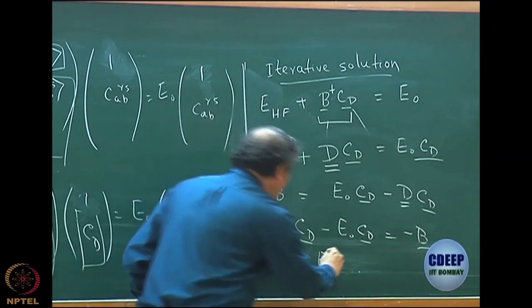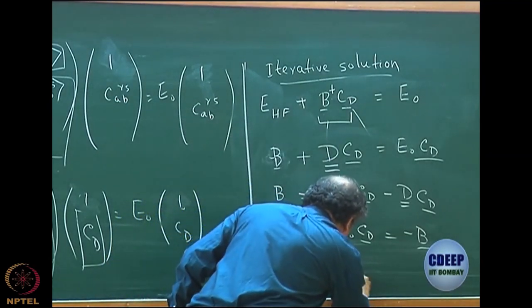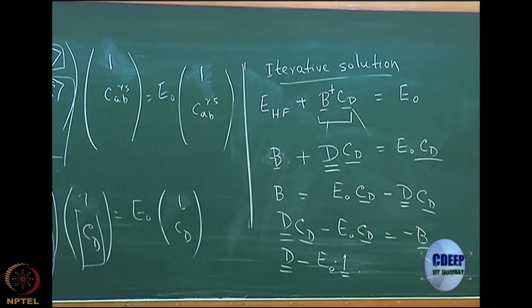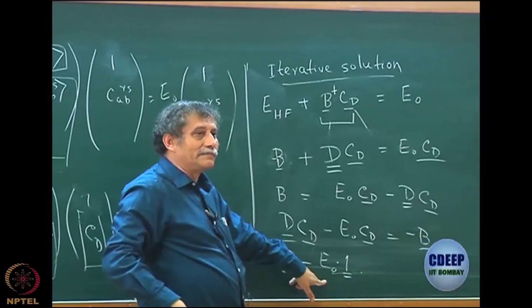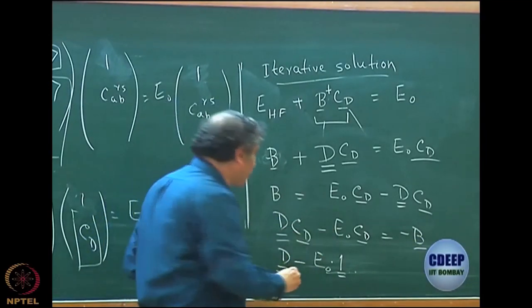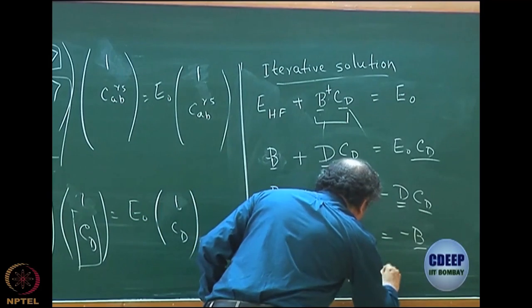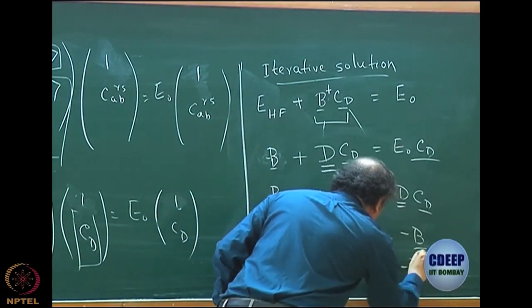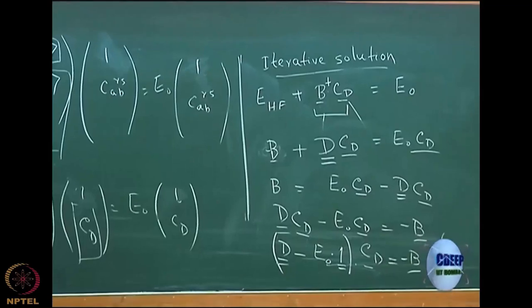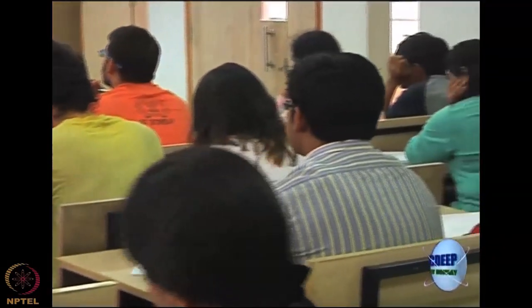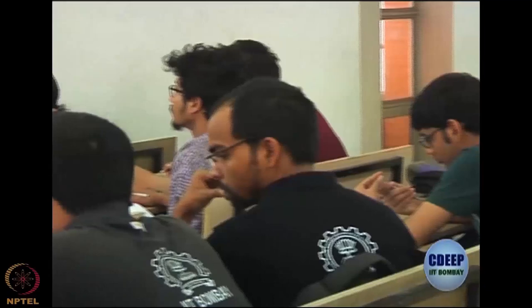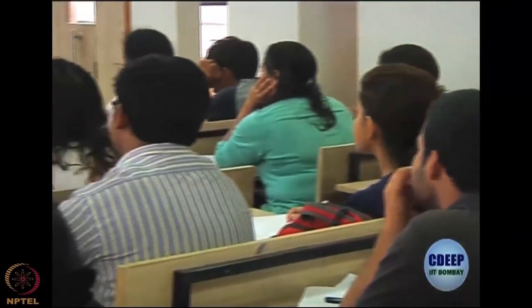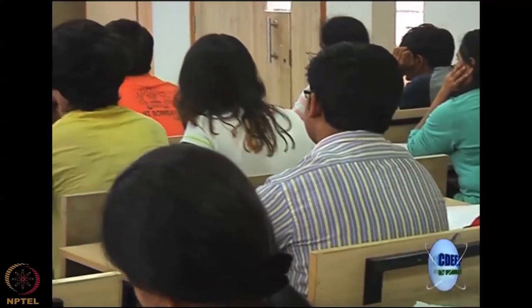This is a matrix. This is a number. So how do I multiply? I have to multiply this by an identity matrix. Correct? This is basically subtracting E naught from the diagonal elements of D. So you write this as D minus E naught times the identity matrix, times a column CD, equal to minus B. Okay? So I have a matrix times a column equal to another column, which is minus B. So now I should be able to get CD from here by inversion. Formally, I can write an inversion of this matrix, multiply from the left, this will cancel, and I will get CD.